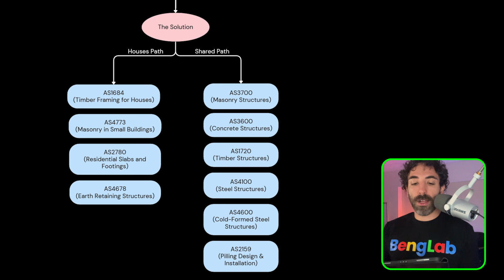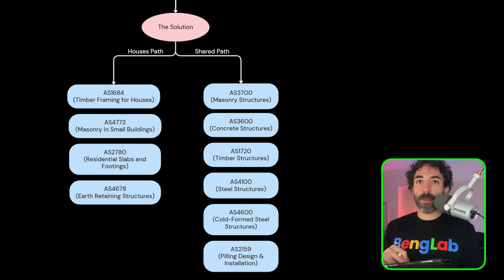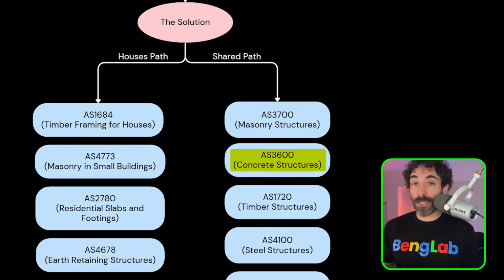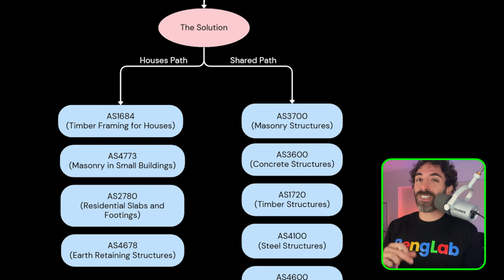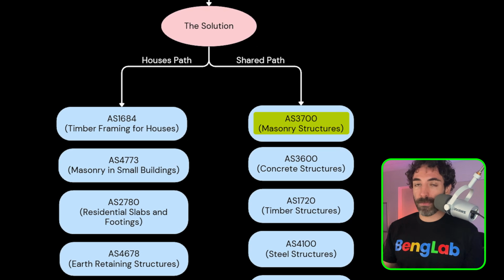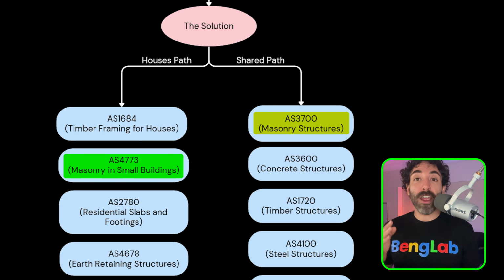And the same logic applies to other materials, right? So what if the client wants a suspended concrete floor? We are now linked to AS 3600 concrete structures, and we might support this reinforced concrete slab on concrete block walls or brick walls, which then links us to AS 3700 masonry structures, or AS 4773 masonry in small buildings, which is very handy for residential projects because it provides several capacity tables. So you won't spend too much time running numbers and you can focus on other things if you want to.